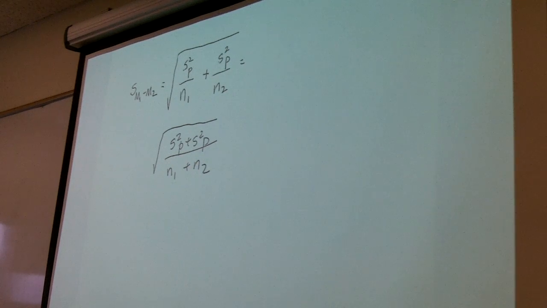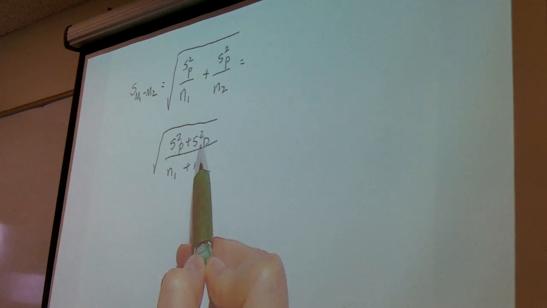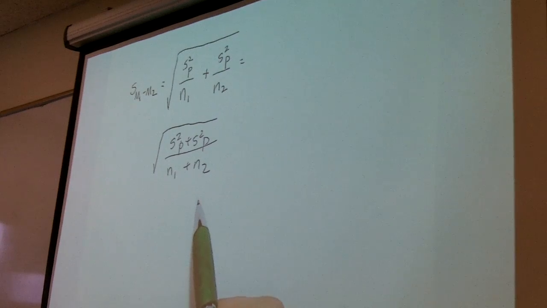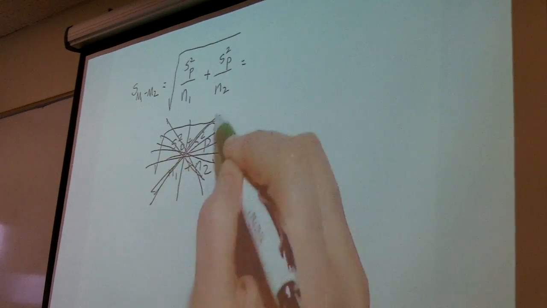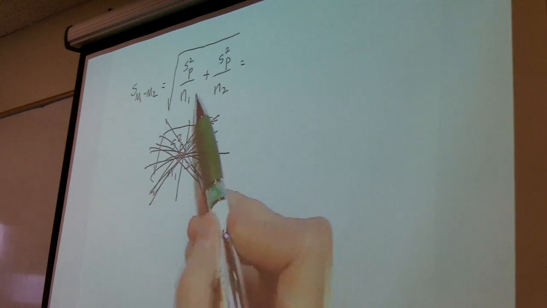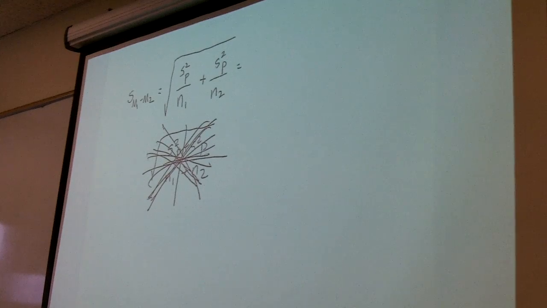Don't do that. Okay? It's not add the sample variance to itself and divide by the two sample sizes together. Don't do that ever. Make sure they're separate. Okay, make sure they're separate.